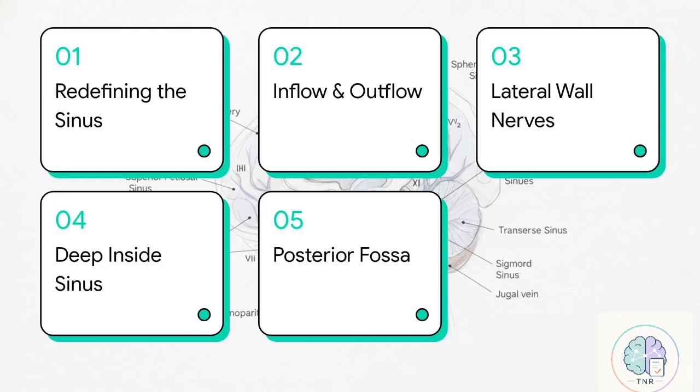All right, here's the agenda for today's explainer. We've got 5 structural pillars to hit. First, redefining the cavernous sinus. Second, inflow and outflow pathways. Third, nerves of the lateral wall. Fourth, deep inside the sinus. And finally, posterior fossa venous anatomy.